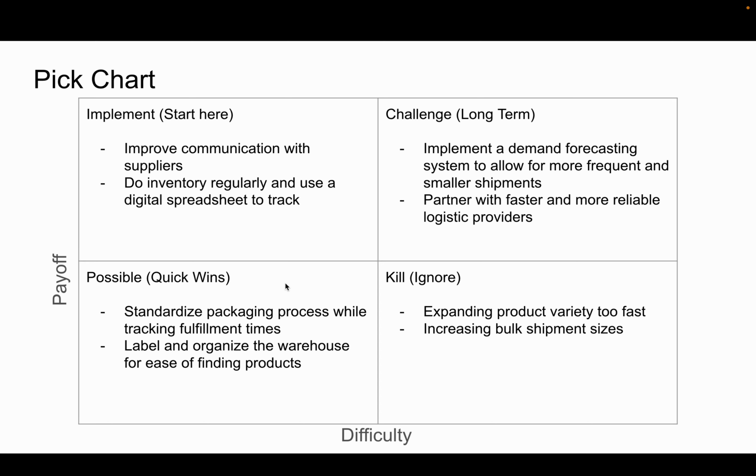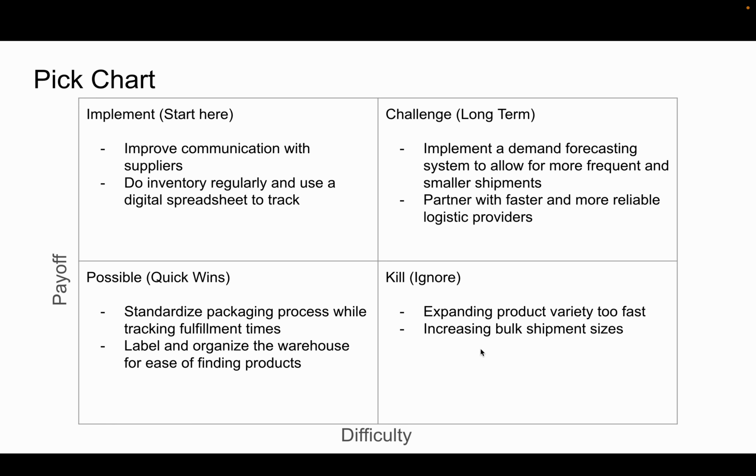Possible quick fixes and quick wins: standardize the packaging process while tracking fulfillment times. Just get better at packaging, seeing how long things take to get shipped. Label and organize the warehouse for ease of finding products. That's another big one. And then the kill and ignore.